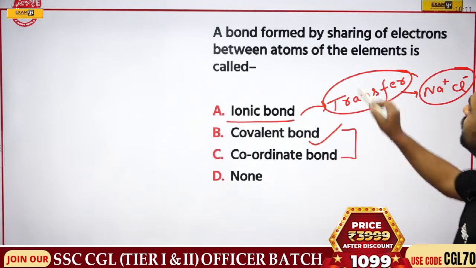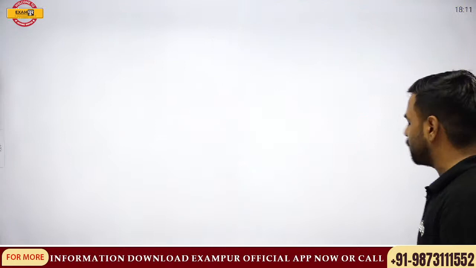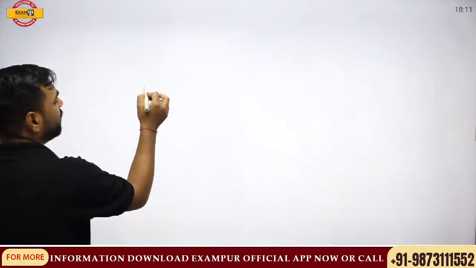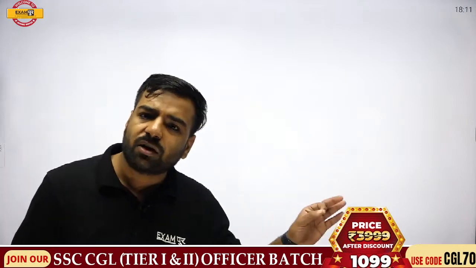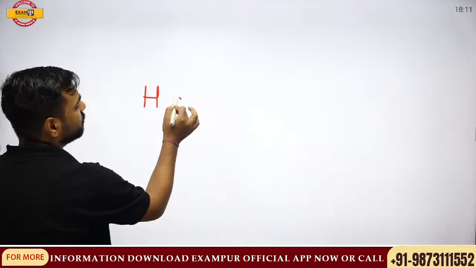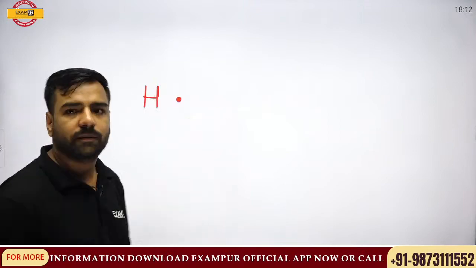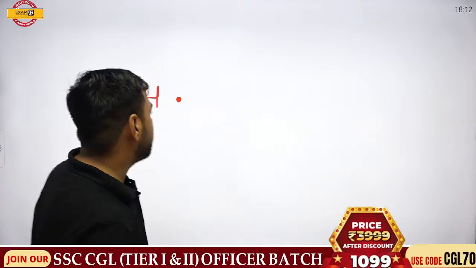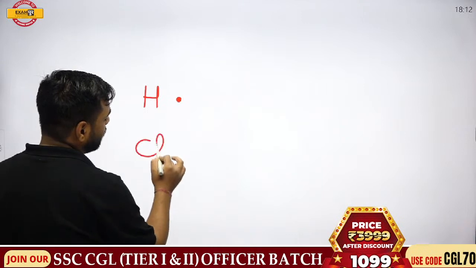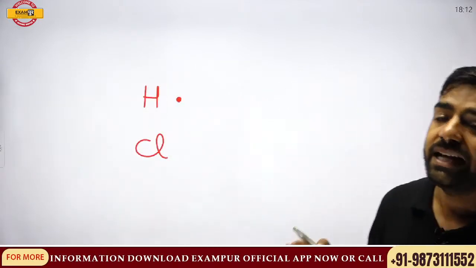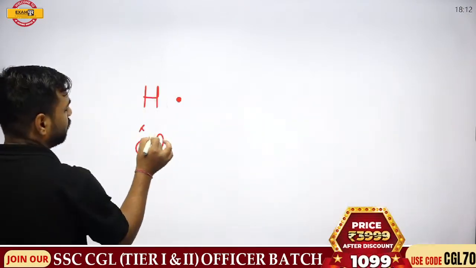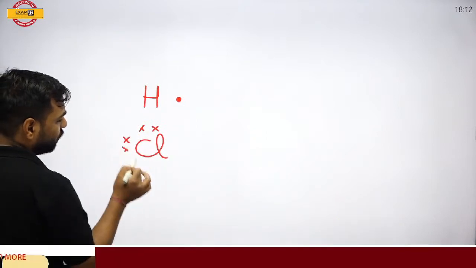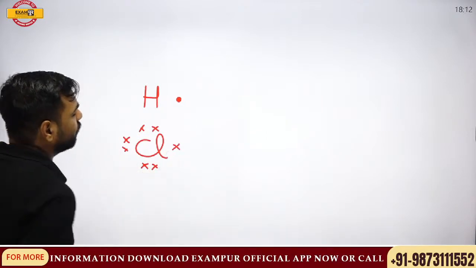Let's understand about it. Here sharing of electron is taking place. How? Just have a look. If I talk about hydrogen, what is the atomic number of hydrogen? Atomic number of hydrogen is 1. That means it is going to have just 1 electron. Correct? Talking about chlorine, we have 7 electrons in the outermost shell, right? Now what can happen? I'll try to write it here. 2 and 2, 4, 2, 6, 1 is here, chlorine.